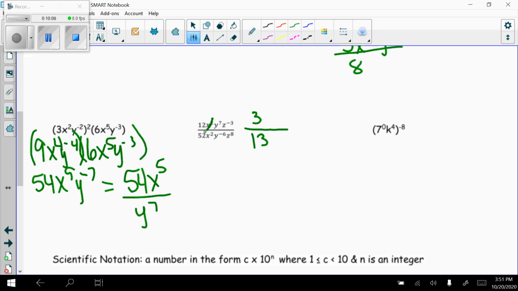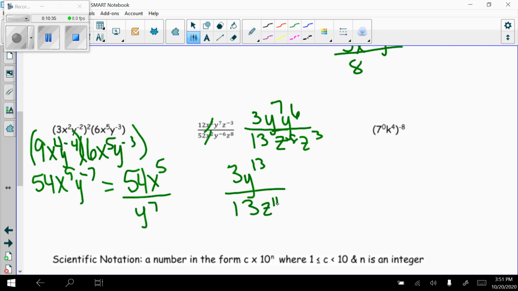X squared and x squared, they cancel each other out. I have a y to the negative 6 on the bottom, so y to the 6 comes up top with my y to the 7th. My z to the 8th stays in the denominator. Z cubed goes down there with it to become positive. Now I'm going to combine everything I can. So on top I have 3, y 7 plus 6, y to the 13th. Over 13, z 8, z cubed, so 8 plus 3, z to the 11th.